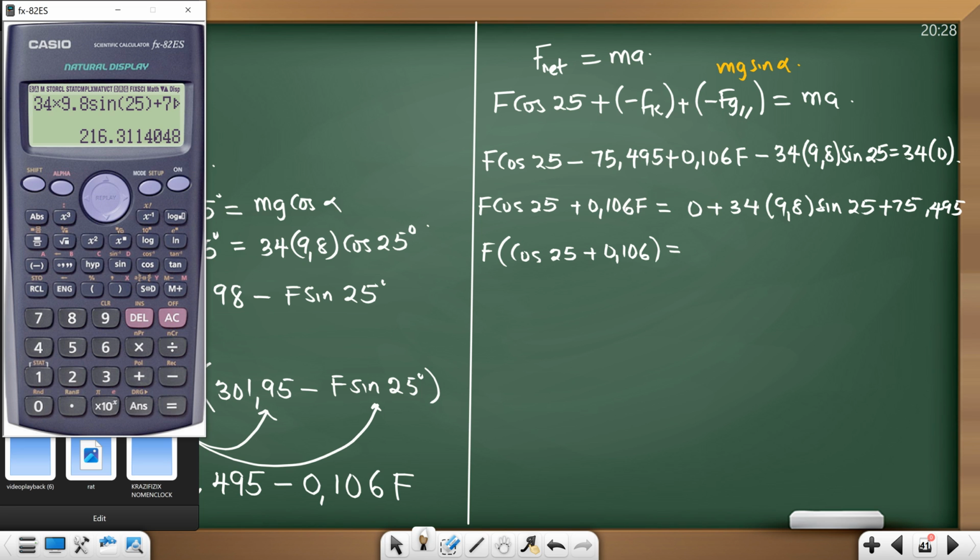All right. Now, what do we do? That answer divided by, can you see the way I factorized that, right? So what do I have? Cos 25 plus 0.106. Are we okay with the maths? Factorize and divide to make life easy. 213.68 newtons.